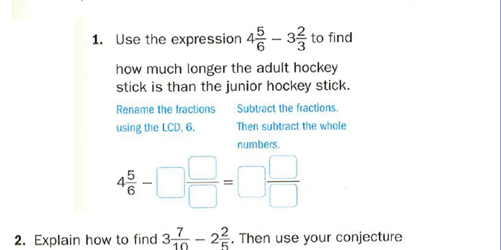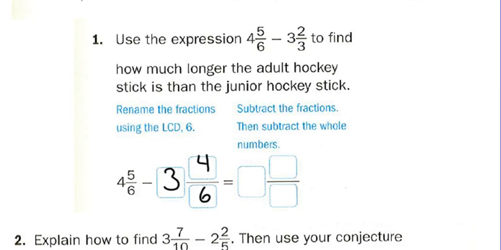So what do we have to do here? All right, the first thing we're going to do is we're going to rename the fractions using a common denominator. In this case, we're going to use a common denominator of 6 because 6 is a multiple of 6 and 3. So 4 and 5/6 actually remains the same. We don't have to do anything because it has that common denominator. So 3 and 2/3 becomes 3 and 4/6. Note that the whole number does not change.